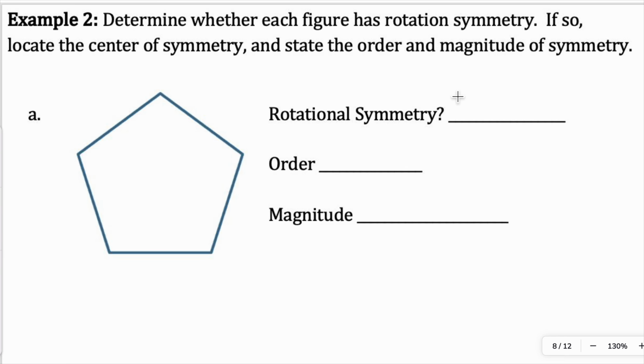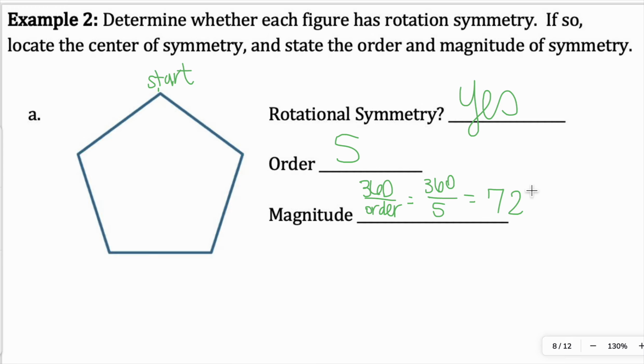So in this case, we already saw that this has line symmetry, but we can also say yes, it also has rotational symmetry. The order, again, order is the number of times a figure can map onto itself, and that is usually the number of times that you can rotate it before you get back to the start. So if this is where you start, you can rotate it 5 times and it would come up to be the same image. The magnitude is easy to find if you take 360 and divide it by the order. So in here, we would take 360 and divide it by 5, and that's going to give us 72 degrees.